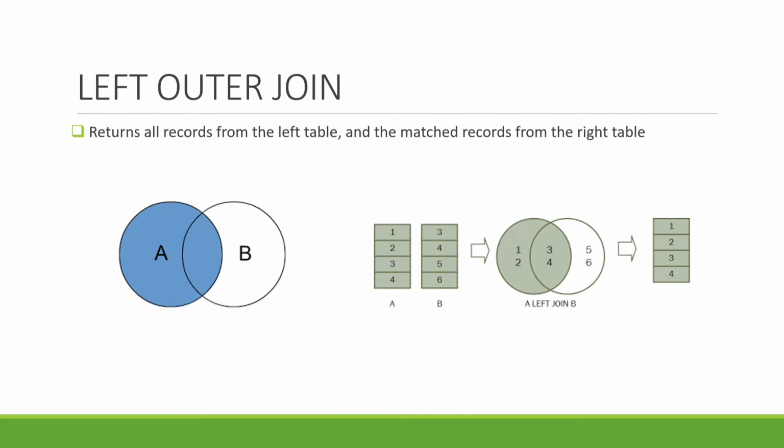Again, if we look at this table and say A left join B, it will not only return 3 and 4, it will also return 1 and 2 because they are present in left but not in right. Another way to define it: the left outer join returns the values present in left but not in right, plus the values present in the intersection of A and B. I hope this is clear.